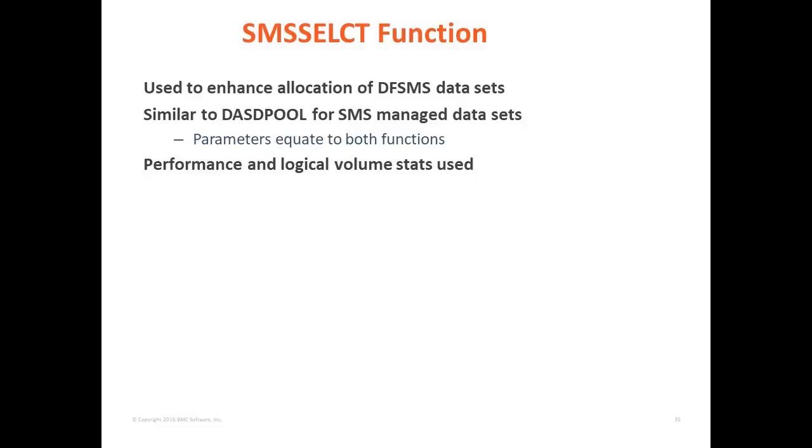The SMS select function is useful to enhance allocation of DF SMS managed datasets. DASD pool has been used for many years to pool non-SMS datasets, and SMS select provides similar allocation benefits in assisting DF SMS to maximize the defined storage groups. Since both functions work in similar fashion, the keywords for use in each function are identical. In addition, just like DASD pool, SMS select can allocate datasets based on performance metrics, along with the logical volume statistics of capacity used.